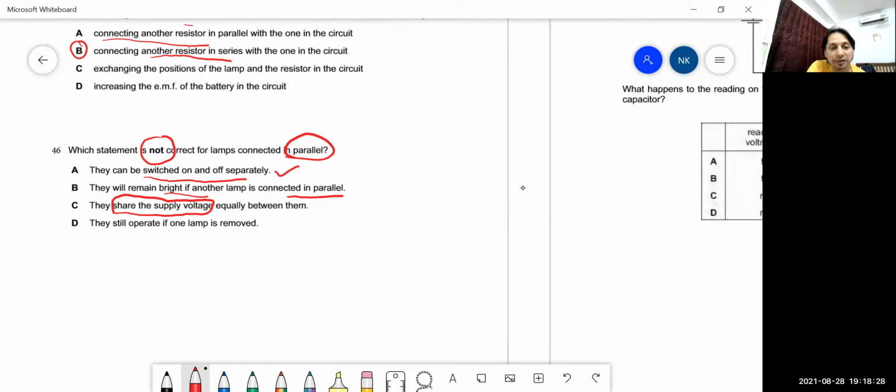In parallel, the voltage remains the same. Same voltage appears across the resistors. And what about option D? That it should be correct. They still operate if one lamp is removed. Yes, in the parallel combination, if one bulb is removed or one bulb gets fused, the other bulb still works. This is also a right statement. You have to find the wrong statement. So option C is the right answer. That is the wrong statement.